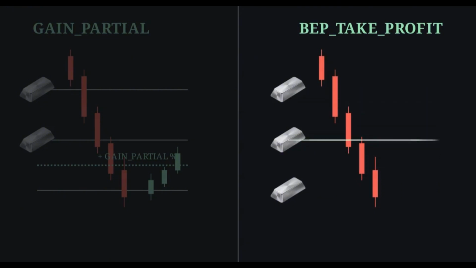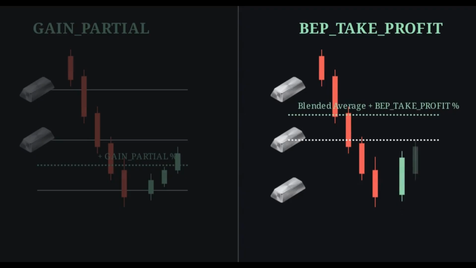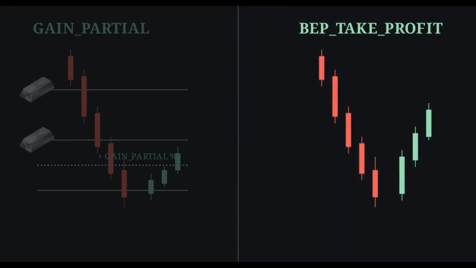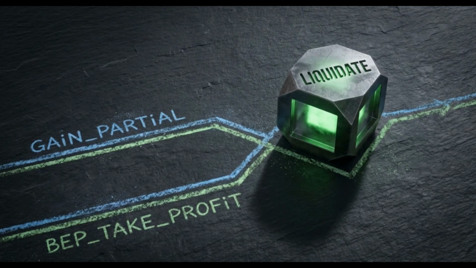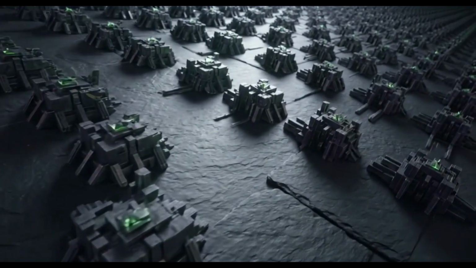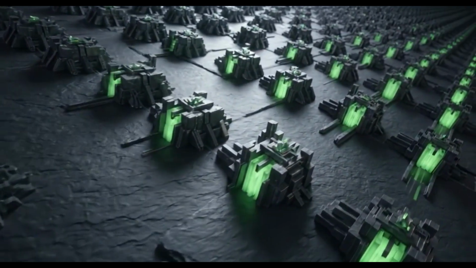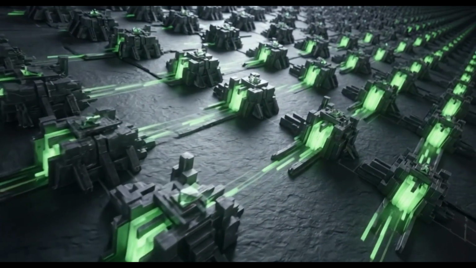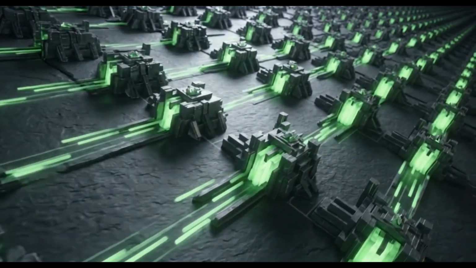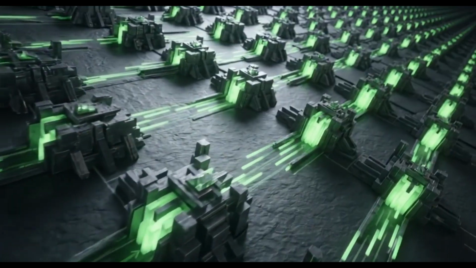It calculates a singular blended break-even point across all open orders. When price crosses this average plus the percentage, the system executes the opportunistic closure of all open orders simultaneously. When either the gain partial or the BEP take-profit threshold is reached first on the chart, the system executes the corresponding exit logic instantly. Gain partial trims specific data points incrementally as price fluctuates, whereas BEP take profit operates as a macro-level safety switch to immediately liquidate broad positions into profit.